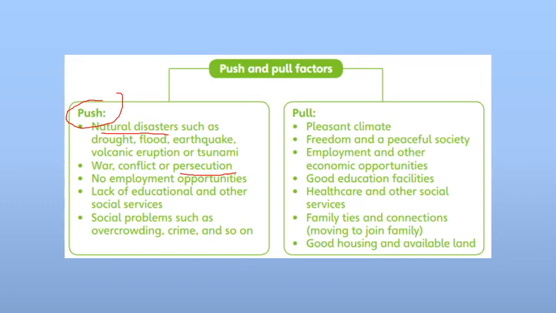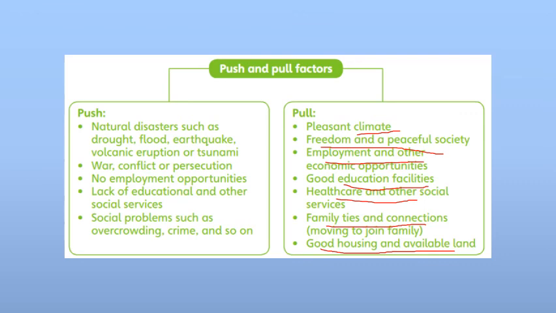On the contrary, the pull factors are the factors that actually attract people to come to an area and settle down there. These factors range from climatic conditions to a peaceful society, to employment opportunities, to better educational facilities, healthcare and other social services, and your relatives, your family connections within the society. It is easy for you to settle where your relatives and friends are already settled. And similarly, good conditions of housing and other land resources are also one of the reasons that attract people. The most important of all these is the peaceful society.